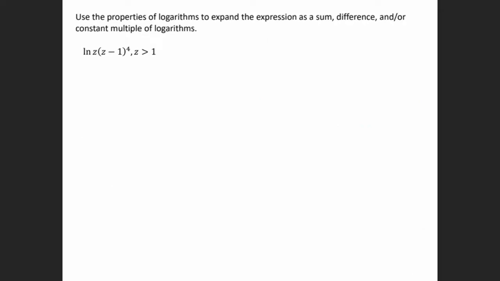So this is what I was mentioning to you right now. You're going to have some homework problems where they're going to ask us to expand to multiple logs. So let's look at this example, natural log of z times z minus 1 to the fourth power. It says expand the expression as sums, differences, or constant multiples of logs. So let's get to it. The first thing I can see is that I can apply my product rule. I have a log and two things being multiplied to each other within that log, so I can separate it like this.